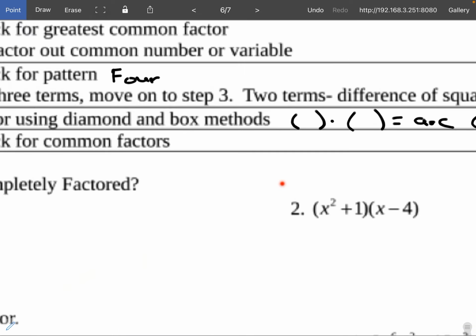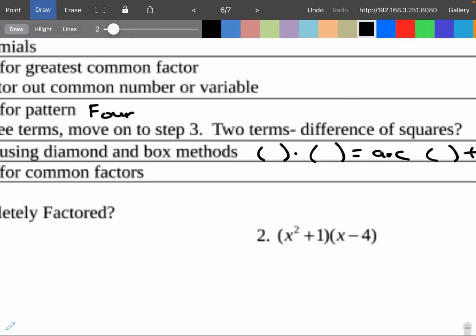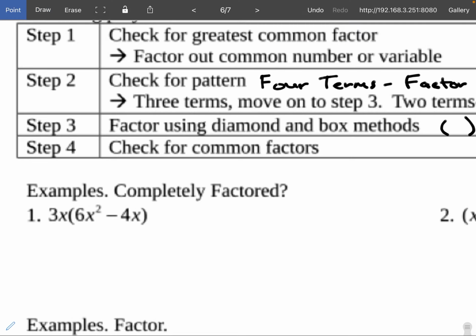But let me get back to the right page here. Okay, so in this box, we're going to write four terms. So the pattern you're looking for is factor by grouping. And that's really it for the notes.